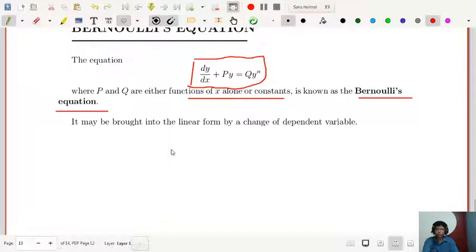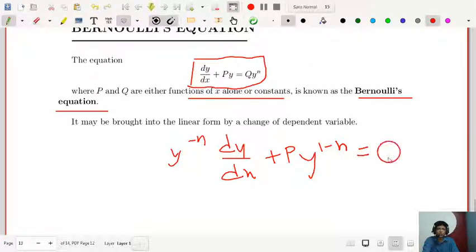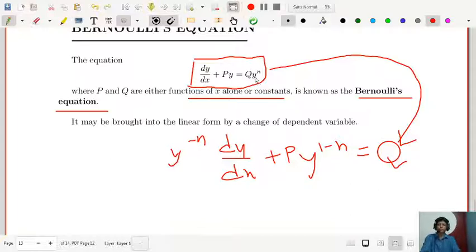Let us divide this whole equation by y to the power n. If you divide the whole equation by y to the power n, that will be y to the power minus n dy dx plus p y to the power 1 minus n equal to q. Clear? Observe clearly that you are dividing this equation, dy dx plus py equal to q y to the power n, by y to the power n, because the non-linear term is y to the power n, since this is a Bernoulli's equation.